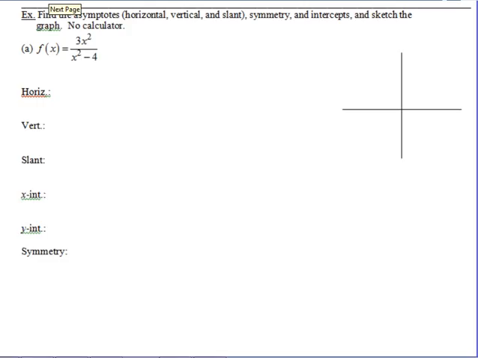We're going to talk about our asymptotes, okay? There are 3 types of asymptotes. What are they? Horizontal, vertical, and slant. Very good. Do you remember how to find them? Let's start with the easy one. The easiest one is the vertical.